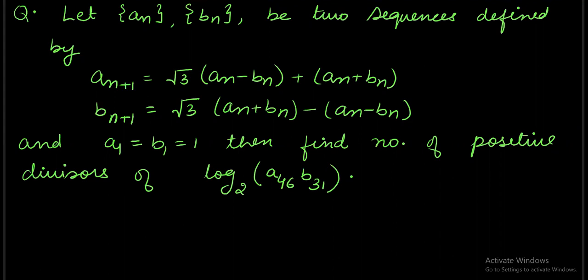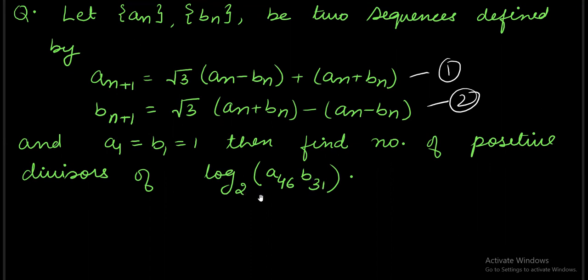The question reads: An and Bn are two sequences defined by the first relation and the second relation. The two relations have been provided to us. An plus 1 is given in terms of An and Bn, and Bn plus 1 is provided in terms of An and Bn once again. Further, A1 and B1 both are 1. Then we need to find the number of positive divisors of log of A46 B31 to the base 2.